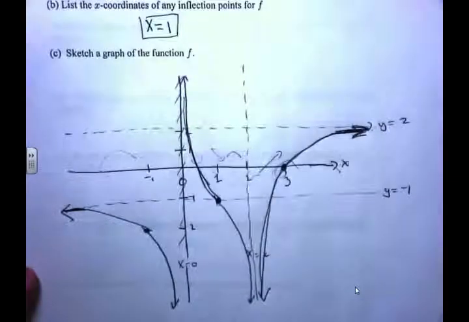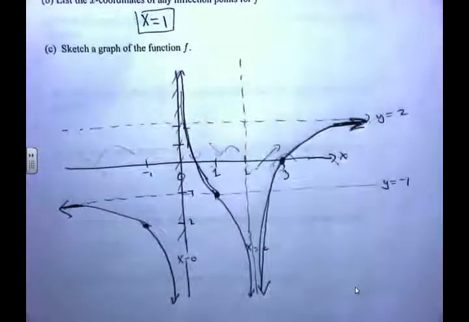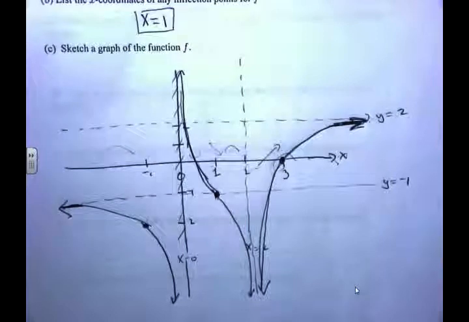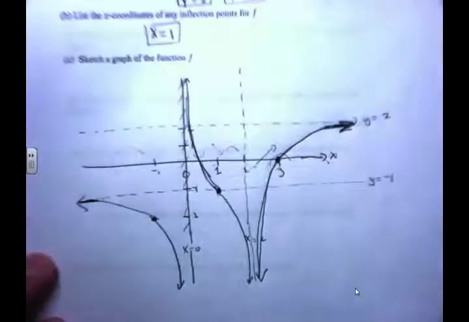And this is all the information put together. It's a game. Does that make sense? Putting together increasing with concave up, increasing with concave down, decreasing with concave up, decreasing with concave down, and putting the vertical and horizontal asymptotes on it. Questions?